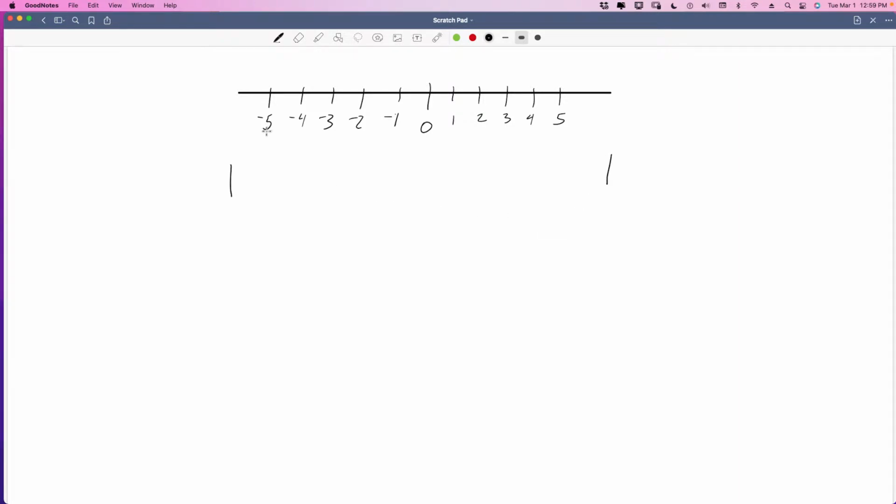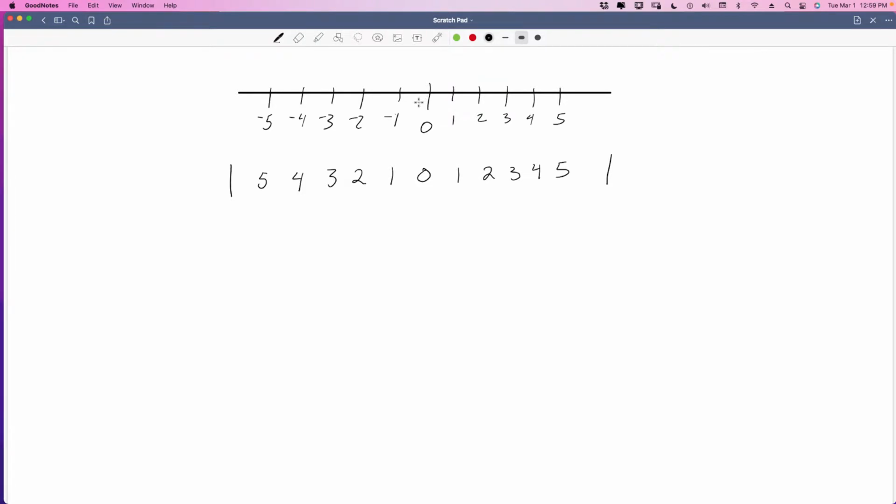So the absolute value of negative 5 is 5. Absolute value of negative 4 is 4, and so on. Because they're just the distance away from 0, the number of spaces away, regardless of what that space is. So for the negative 5, we know it's 5, 1, 2, 3, 4, 5 spaces from 0.